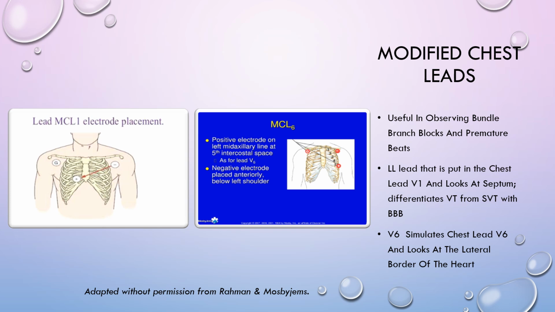Then we have the modified chest leads. This is just placing the right arm and left arm, and then using the left leg lead in the V1 position. This will look at the septum, and it will help differentiate ventricular tachyarrhythmias from SVTs, particularly when there's a bundle branch block. We can also have the modified chest leads with the same limb leads, the right arm and left arm, and then we place V6 in the position V6 should be. That's in the mid-axillary line in the 5th intercostal space. And this gives us an idea of what is happening at the lateral border of the heart.